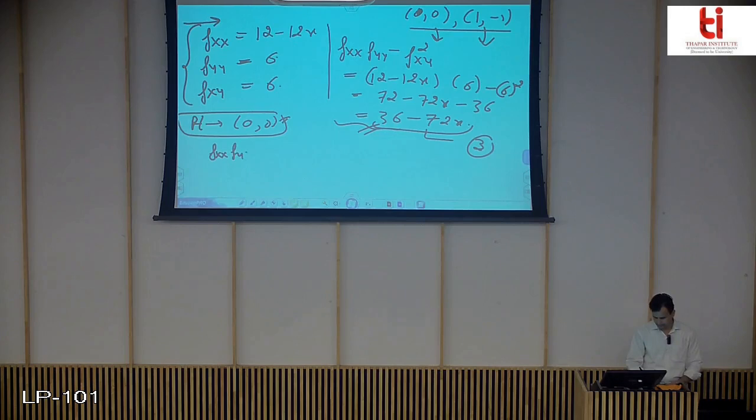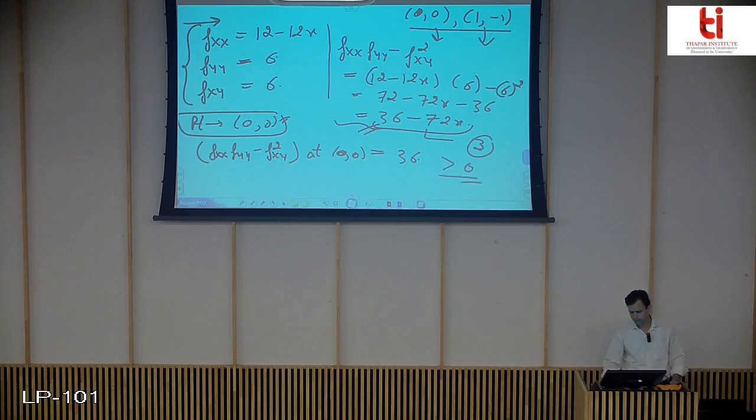So first of all, the discriminant at (0, 0) equals 36, which is greater than 0. So the value of the discriminant is positive, so it can be a point of maximum or minimum. For that, we need to look at the value of the second partial derivative with respect to x at (0, 0), and that is 12, which is again greater than 0. So you put the value here, you get 12.